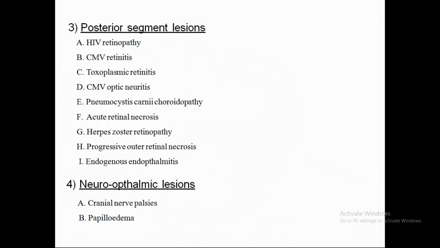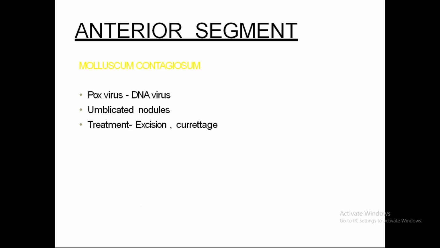So neuro-ophthalmic lesions: cranial nerve palsies, papilledema, and optic neuritis. Now coming to the anterior segment, molluscum contagiosum, which is caused by pox virus, which is a DNA virus. It consists of multiple umbilicated nodules. So the treatment is excision and curettage.